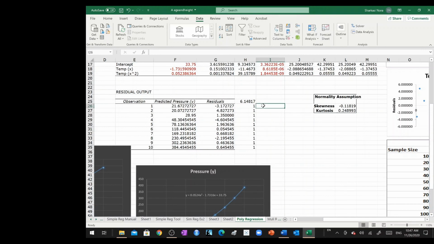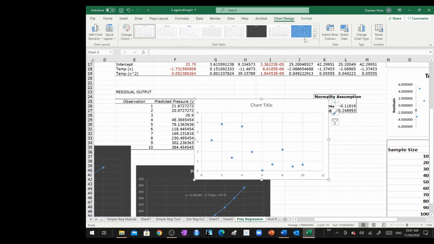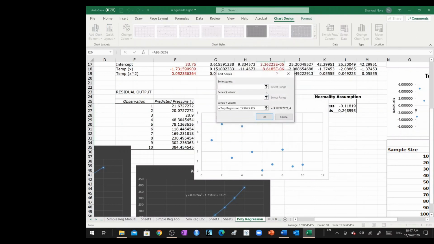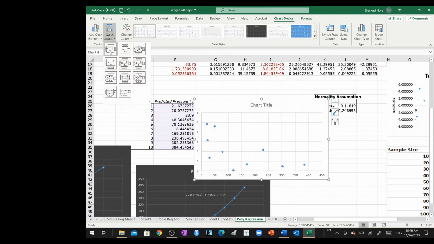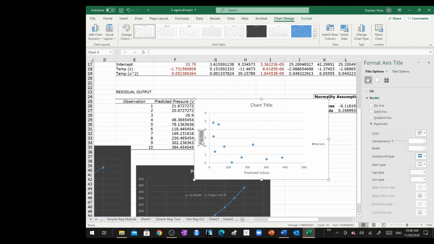And over here, if you remember, the heteroscedasticity check is basically done by taking the absolute values of the residuals. Oh, sorry, what am I doing? I just want to get it done, right? And then I am going to do the scatter plot. Do not forget to go to select data, edit, and use the predicted to be the x values. And now you are ready to go. For knowing what you're doing, here are the predicted values, or predicted pressure, and over here are the absolute errors.